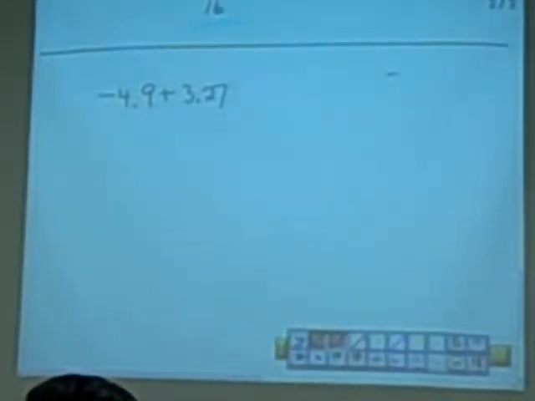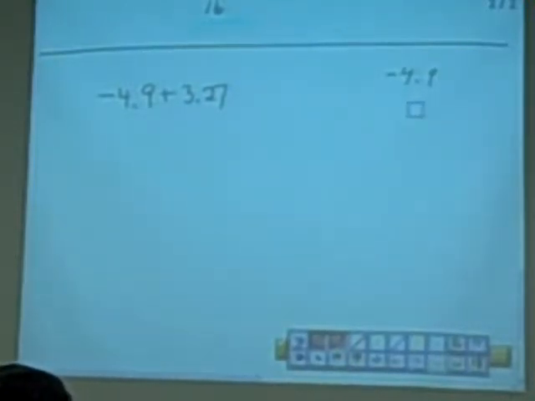Let's say that we have negative 4.9 plus 3.27. So are we going to end up with a positive or a negative? Do we have more negative or more positive? We have more negative, right? Now you can go ahead and, off to the side, write negative 4.9 and a positive 3.27.